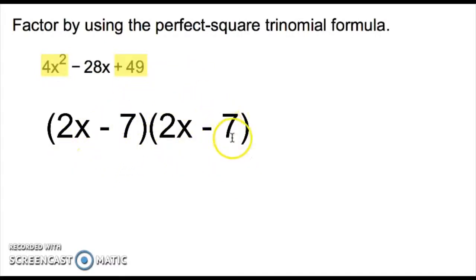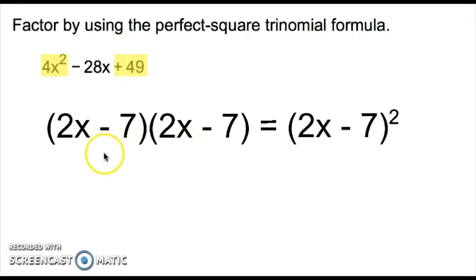Negative 7 times negative 7 is positive 49. 2x times 2x is 4x squared. 2x times negative 7 and negative 7 times 2x both give me negative 14x, which doubled is negative 28x. So you can write it like this, or you can write it as 2x minus 7 squared. Let's look at the next one.